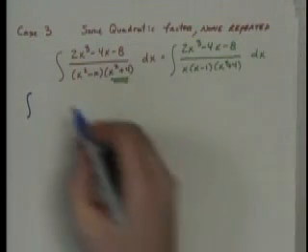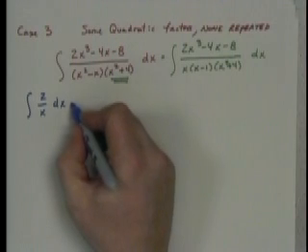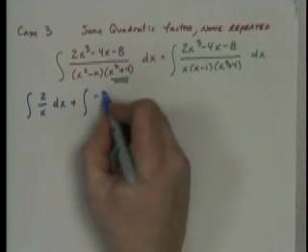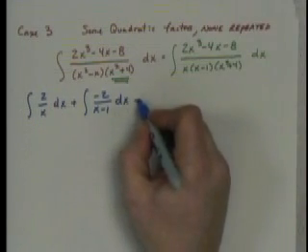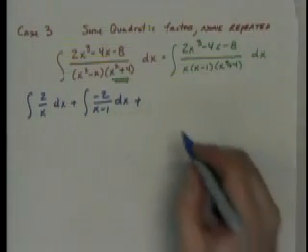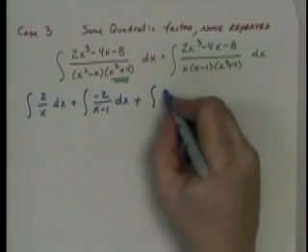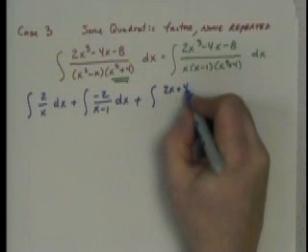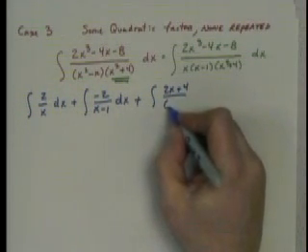So A was 2, so I have 2 over x. B was -2, so I have -2 over x minus 1. And then C was 2 and D was 4, so I have 2x plus 4 over x squared plus 4.